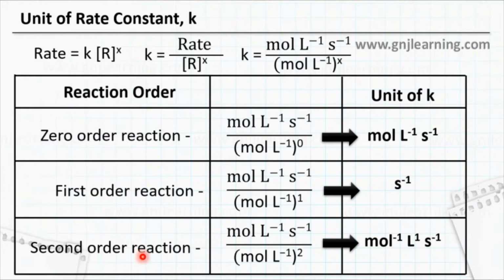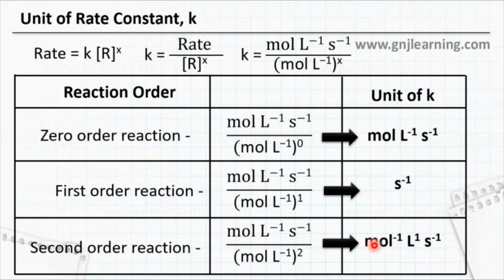This is the reaction order, and for each reaction order, in the case of 0, 1, 2, the K value depends upon the rate and also the order. So finally you will get units like this. These units you have to learn by heart. Mole liter raised to minus 1, second raised to minus 1 for zero order; for the first order it's second raised to minus 1; and for the second order it is mole raised to minus 1, liter raised to 1 and second raised to minus 1.